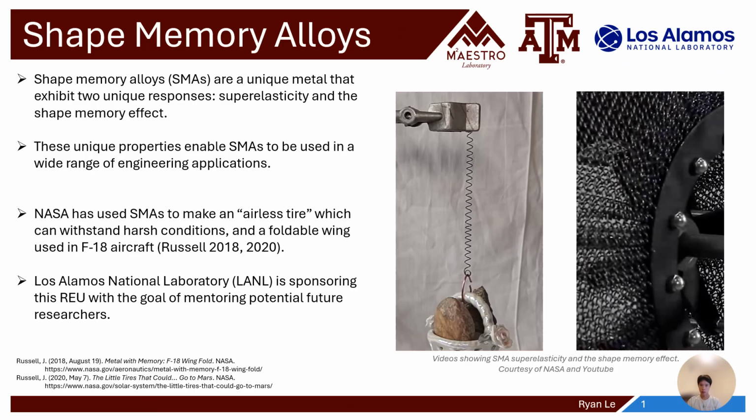So shape memory alloys are a really unique metal that can exhibit two unique responses, superelasticity and the shape memory effect. These unique properties enable SMAs to be used in a really wide range of engineering applications. For example, NASA has used shape memory alloys to make an airless tire, which can withstand really harsh conditions. They plan to use these tires on Mars and the Moon, where they don't have to worry about air pressure, as well as foldable wings used on F-18s.